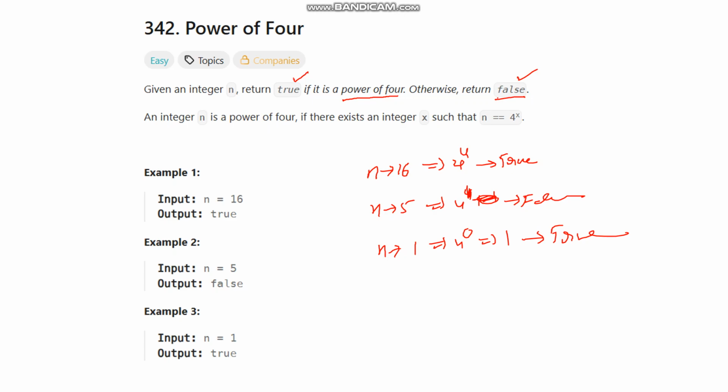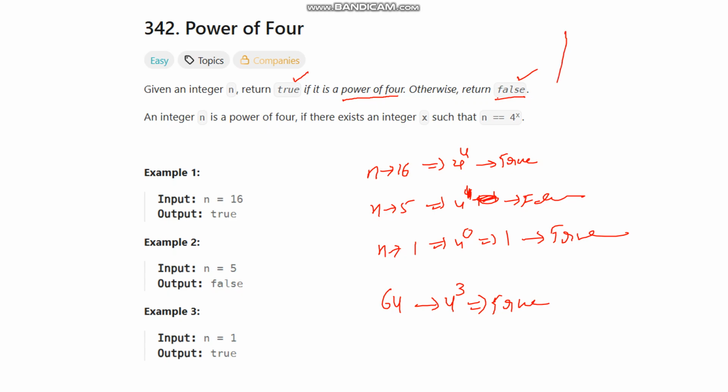If I give 64, I can write 64 in terms of 4 power 3. 4 power 3: 4 fours are 16, 16 fours are 64. Yes, the answer is a true value. Means whenever you give any number which is a power of 4, then the answer is true here.